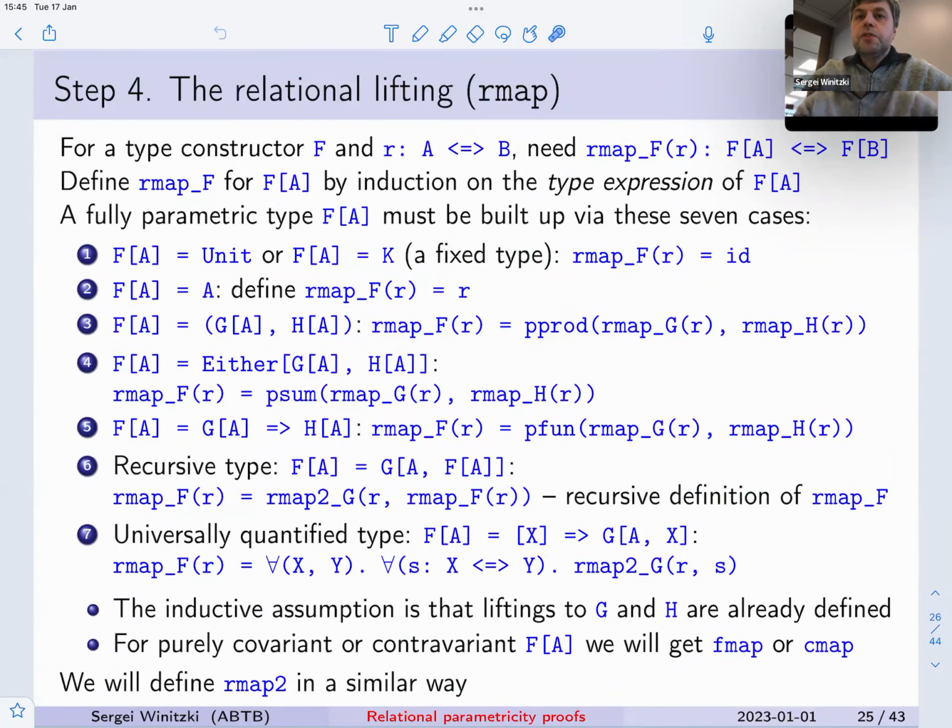So at this point, I will stop, and in the next part of the tutorial, I will define how the relational lifting works. That for any type constructor F that is fully parametric, and for any relation between A and B, you get somehow to define a relation between F of A and F of B.